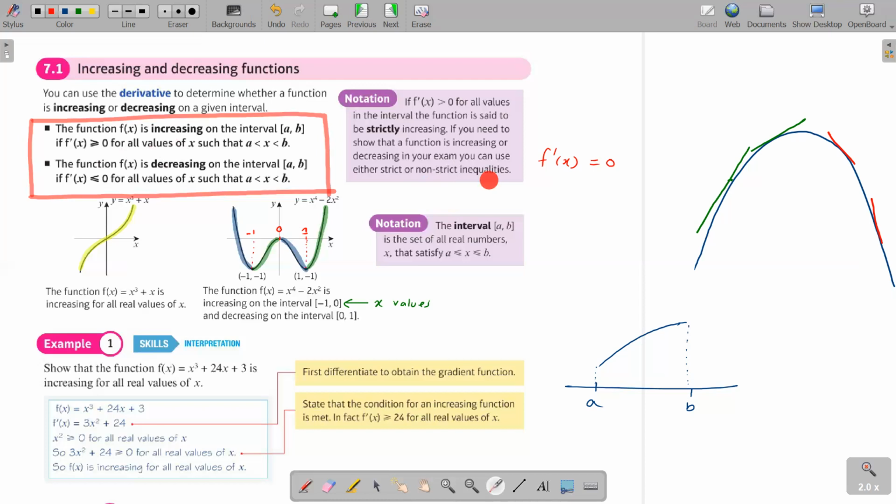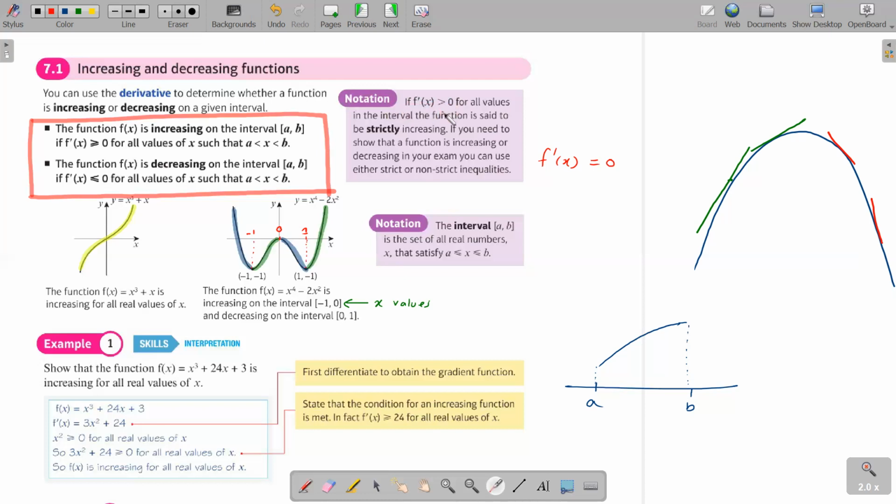So they are okay with both. That means if you want to say your function is increasing, you can. Basically, they recommend you to use f dash x is greater than or equal to 0. So even if you say the function is increasing, shouldn't I use f dash x is greater than 0? That's also fine. This is a strict inequality.